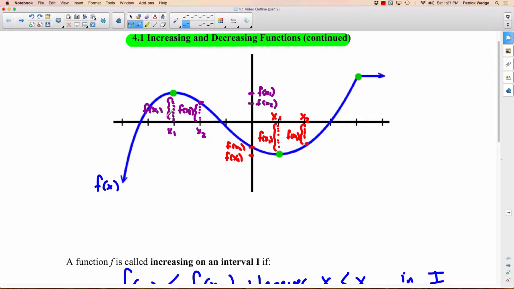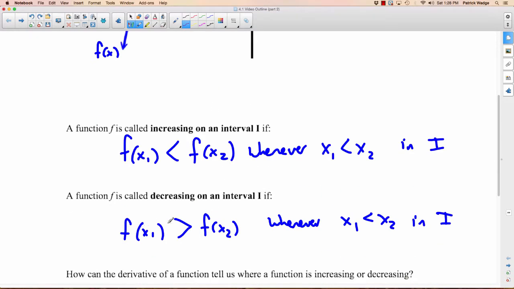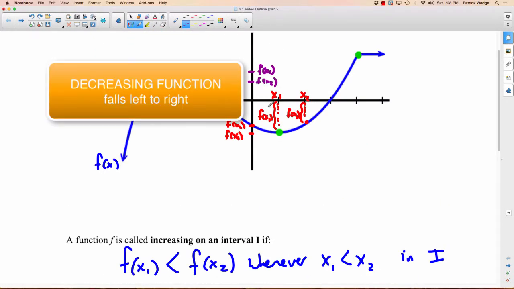So what's bigger, f of x1 or f of x2? Well, I think again it's pretty clear that f of x1 is bigger. It's a higher amount. F of x2, it's starting to go down. So because f of x1 is bigger than f of x2, we can say, even without looking at the function, that this is decreasing here.